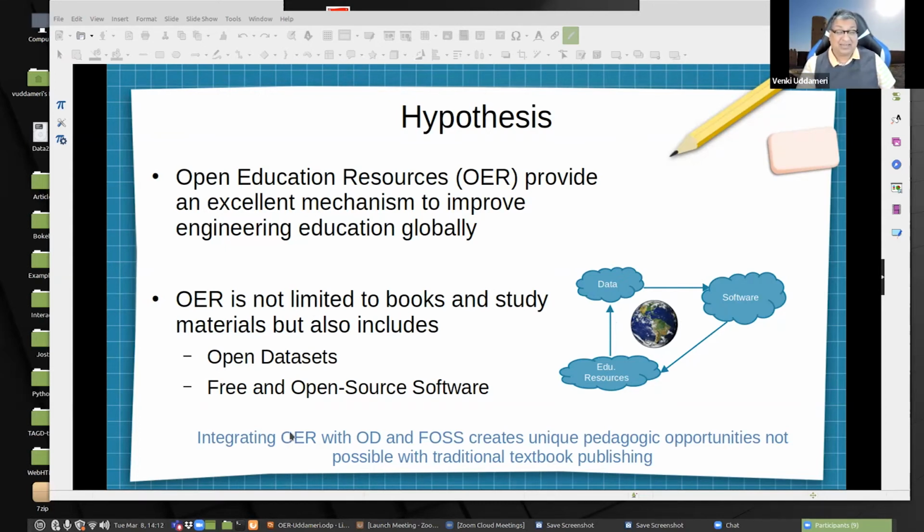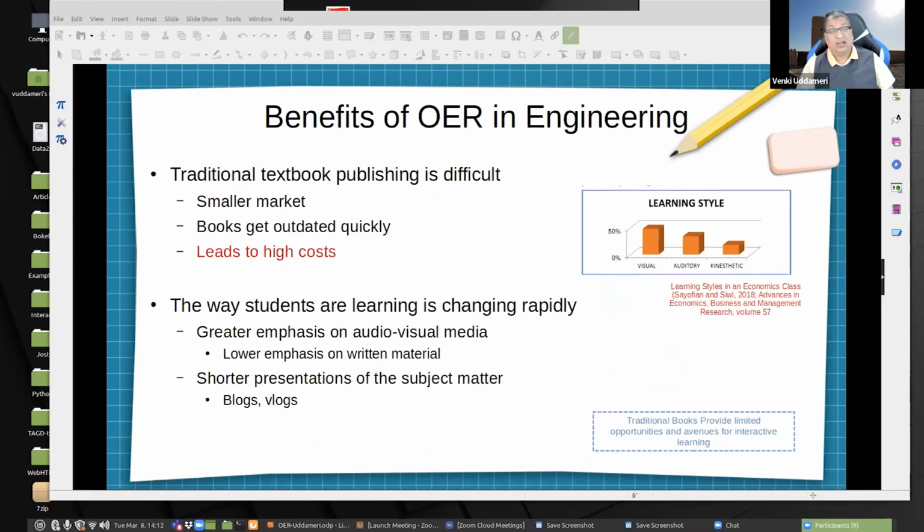So the idea is that if we integrate open educational resources with open data, or open source data, and free and open source software, you can create very unique pedagogic opportunities that are simply not possible with the traditional textbook publishing milieu that exists right now. So particularly if you look at OER in engineering, traditional textbook publishing is difficult, partly because it's a relatively smaller market. So you have one or two textbooks in there, and people simply will say, I don't want another textbook in that domain, partly because there's not enough of a market.